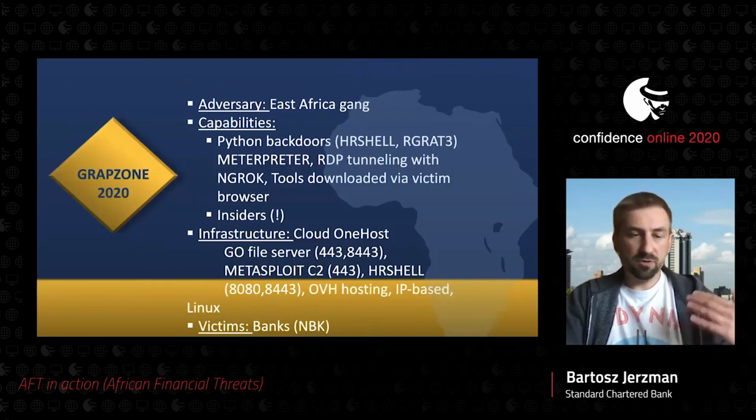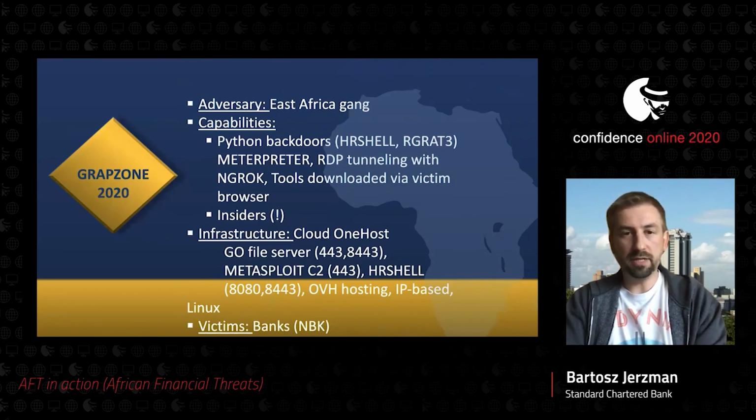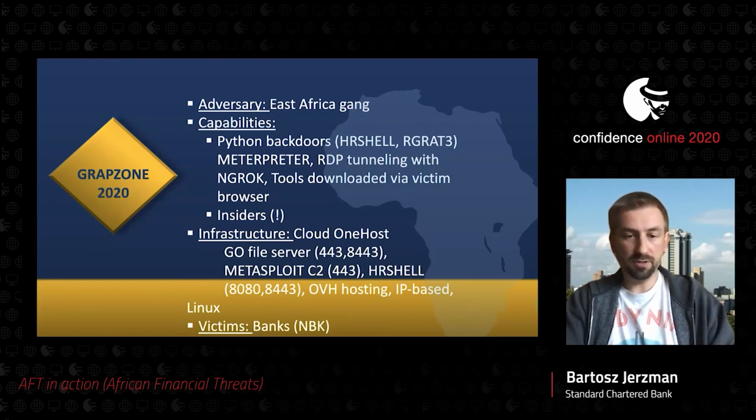So to sum up, GrabZone 2020. In 2020, this group uses Python backdoors like Ihrshell, RGRAD. This is information actually from ONET Services and from their operations, and they share the information publicly. They use Meterpreter, they use RDP tunneling, probably they use ngrok for those RDP tunneling. They use tools downloaded via the victim browser, and for that they use this Go file server. They use Ihrshell, and quite unique is hosting in the company Cloud One Host.